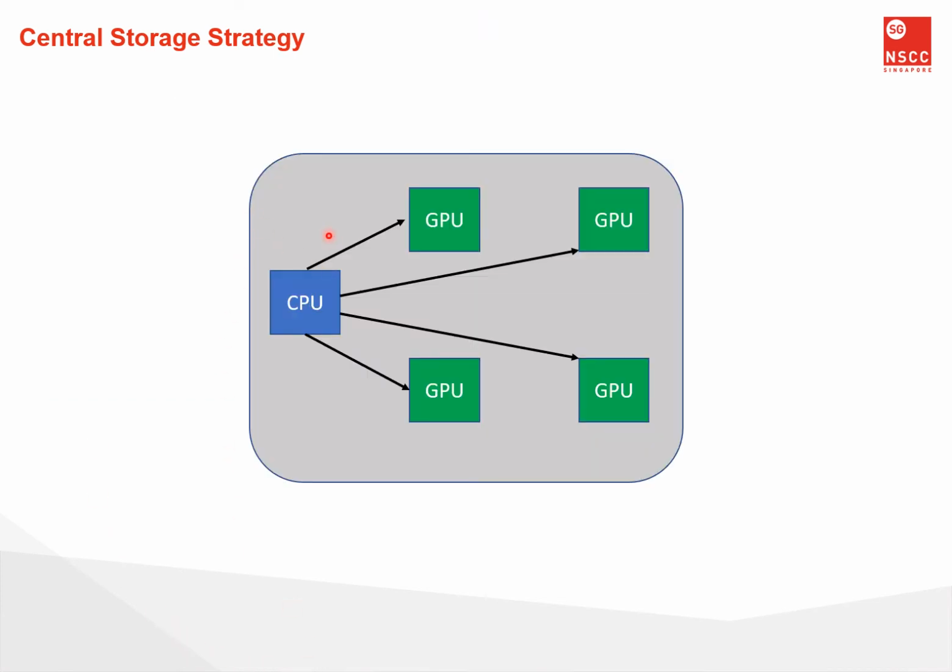So we can see that the model is actually just stored on the CPU, and then we download the model parameters or the variables to the individual GPUs for computation. So this is the central storage strategy. I know it looks very similar to the mirrored strategy, but just remember this: the model is no longer stored on the GPU as a replica. It is now only stored at the central place, the CPU.